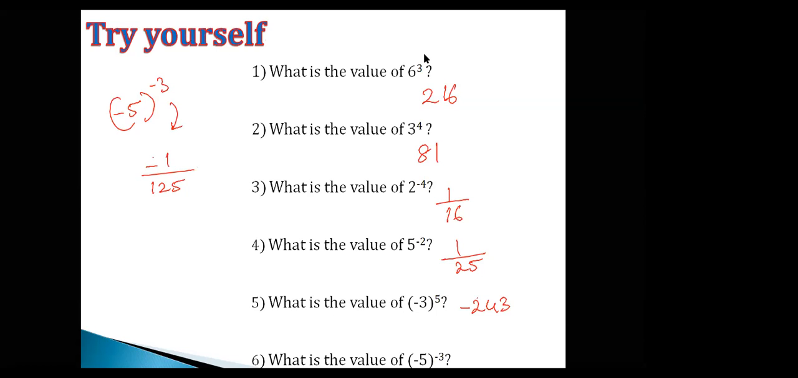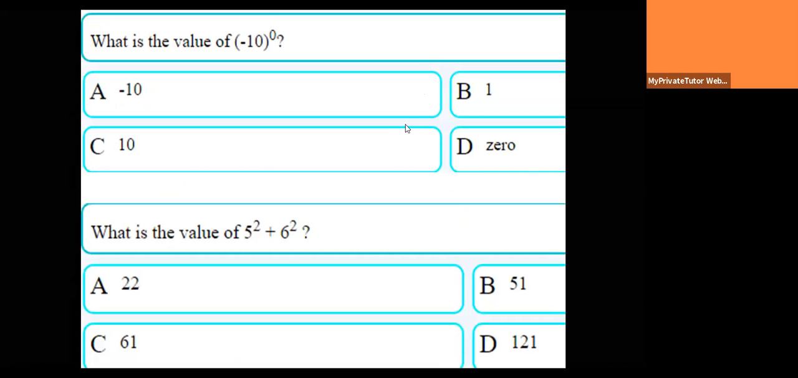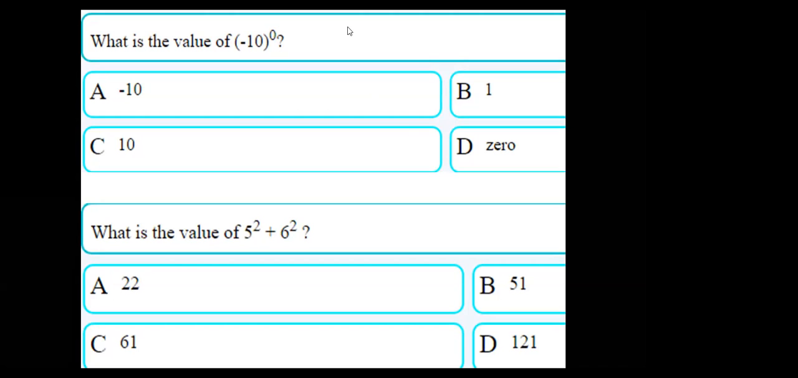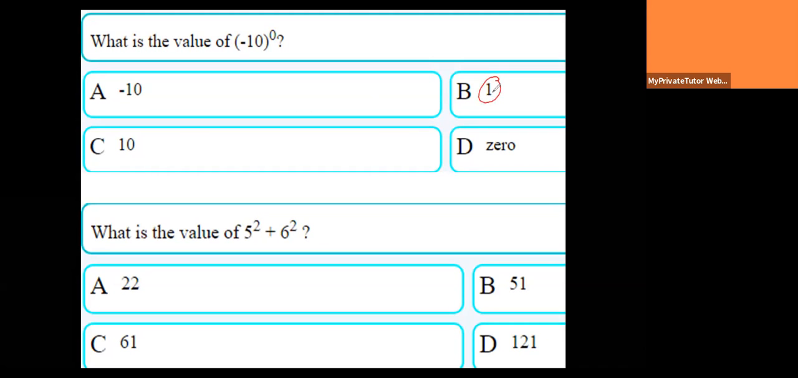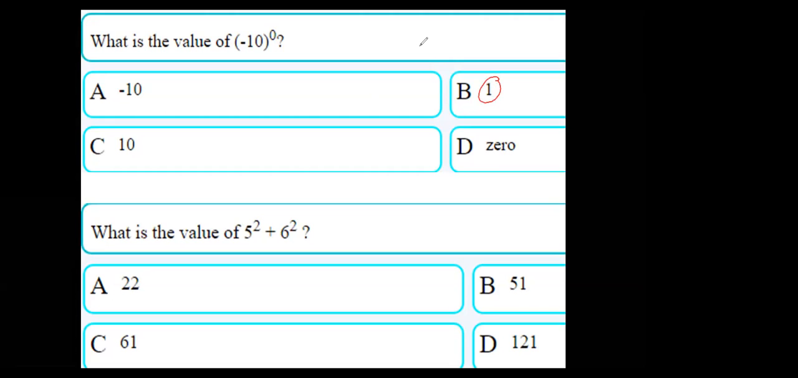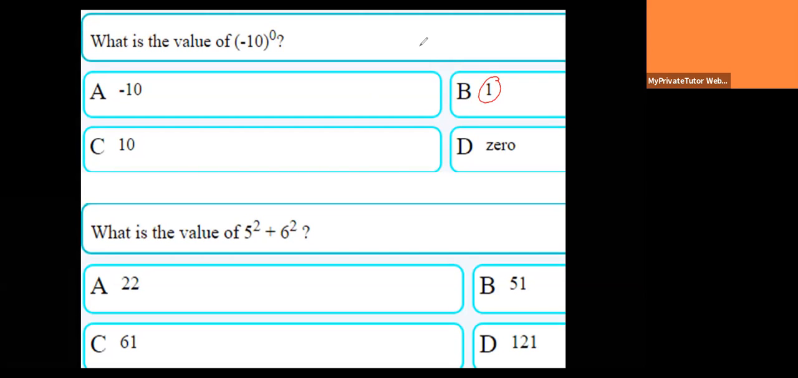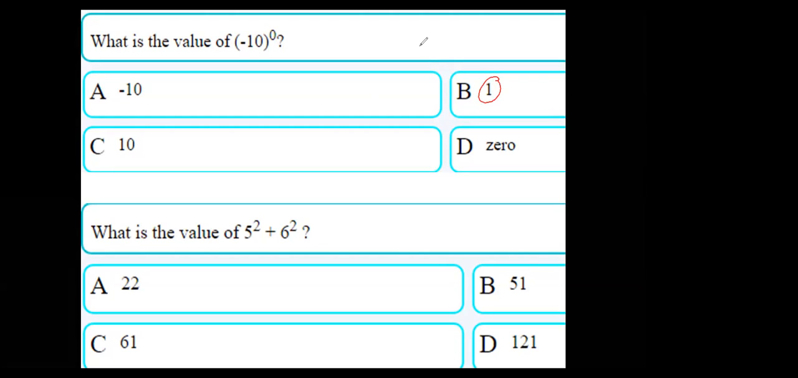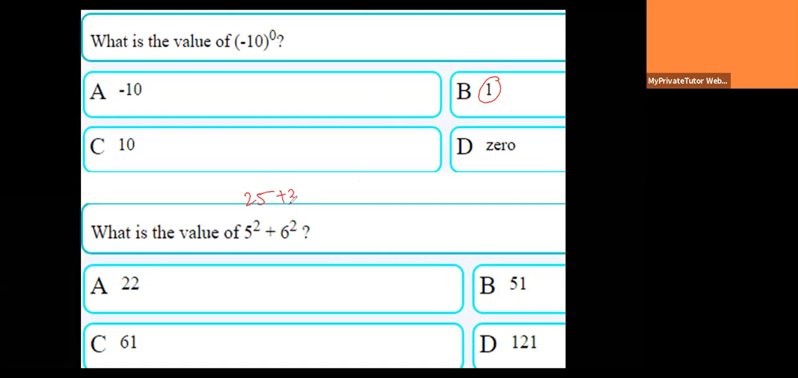Yeah. So just pick the correct answer. 1 or 0. 1. Okay, very good. Okay, the next one. Thomas, can you please answer the next one? 61. Okay, 61, because 25 plus 36, isn't it?